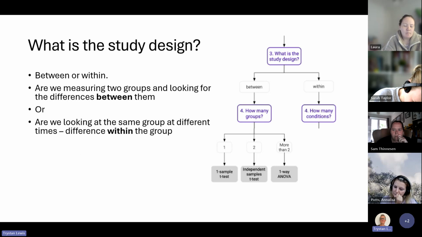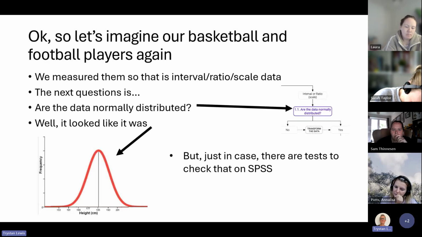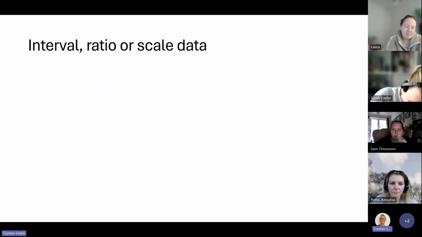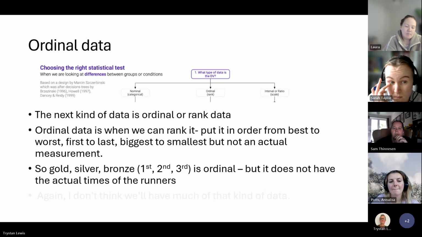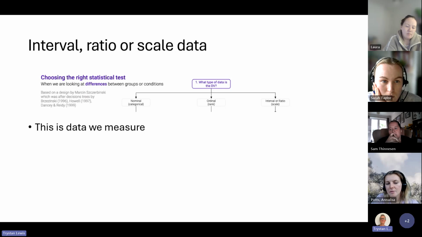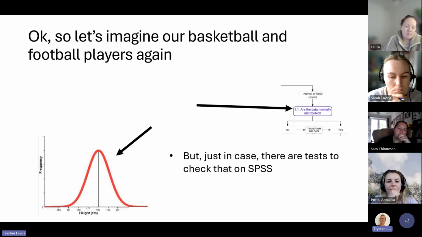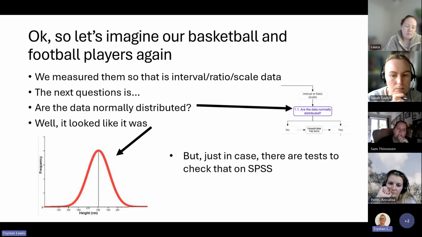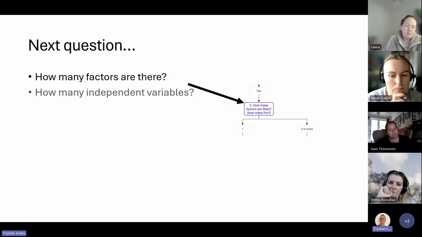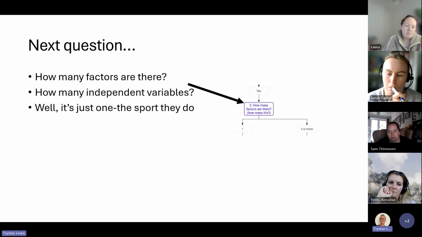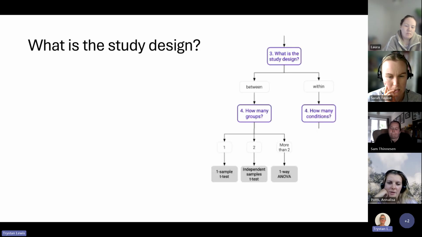I'll just whiz through that again. So we had this horrible, scary tree with all those questions in it. And we whizzed through it and we just answered, well, I measured something, so it's interval or ratio scale data. Is it normally distributed? Well, it looked like it was. Another funny question, and I think that's all right, so we'll leave that. How many factors are there? Well, there's just one. What sport do they do? That's the only thing. So that's one.